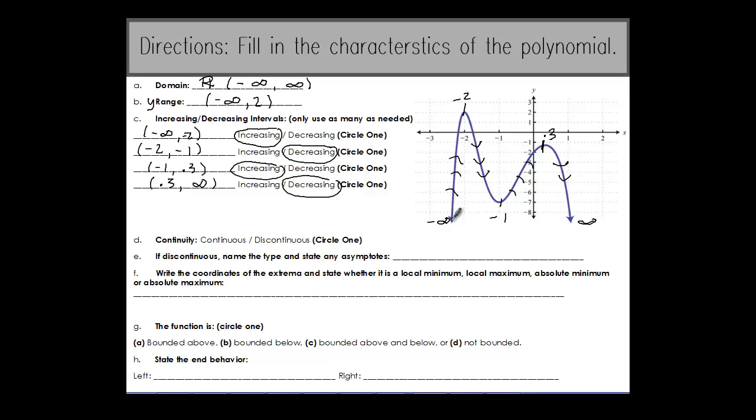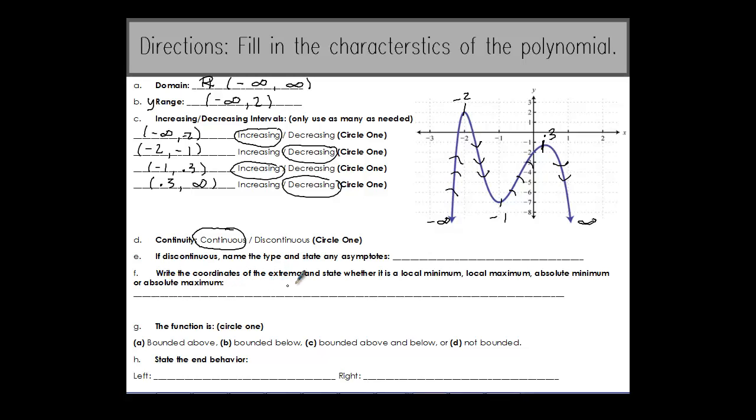Since I could take a line and draw on this graph without having to pick up my pencil, there's no discontinuity, so I would say this is continuous. There are no asymptotes or holes or jumps, so I can say it's continuous.